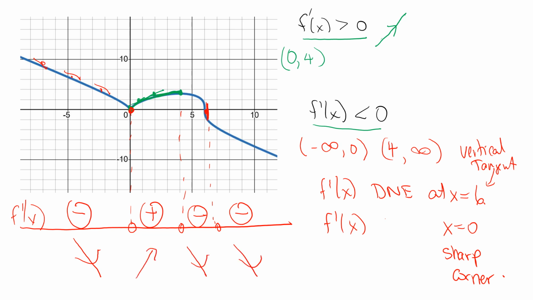And when you switch from going down to going up, it means there is a min at x equals 0, and this one is a max at x equals 4. There is no change in the derivative going from here to here. It just continues to go down, so there is no max or min at 6.